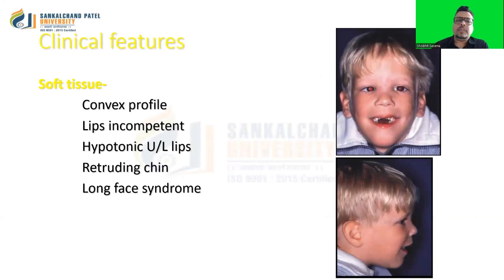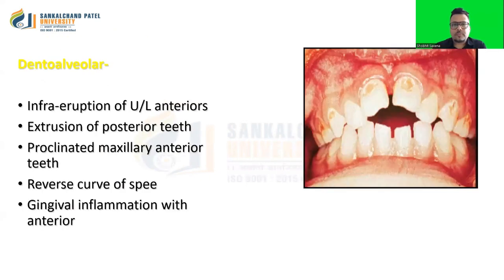Now we'll see the clinical features of open bite. First, we will see the soft tissue features. The profile of the patient is generally convex. The lips are incompetent. The patient has hypotonic upper and lower lips. The patient has a retruded chin and a tendency of long face syndrome. These are the soft tissue features.